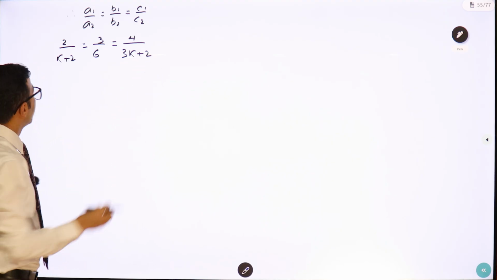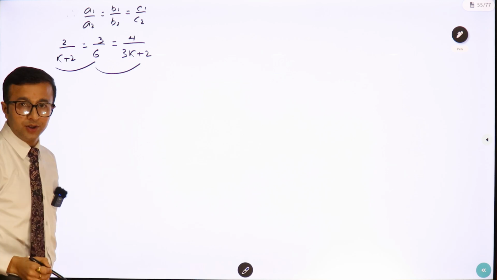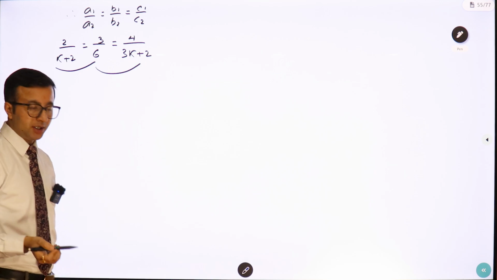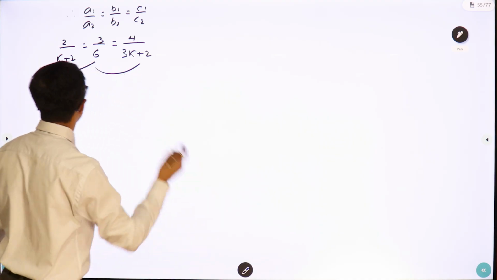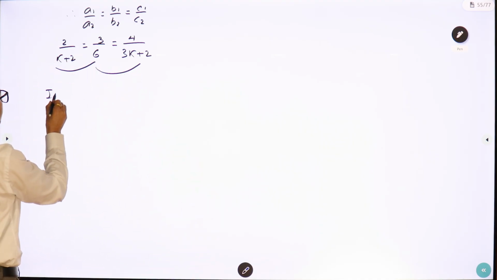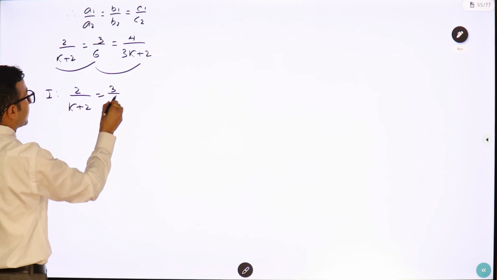We can do one thing. There are three parts, they are equal. We'll take first these two and after that these two. If A is equal to B is equal to C, then A is equal to B also, B is equal to C also, and A also equals C. So if we take the first case, 2 divided by k plus 2 is equal to 3 by 6.